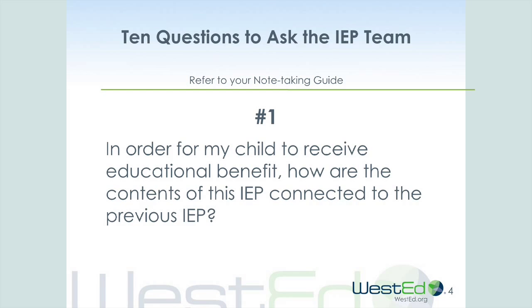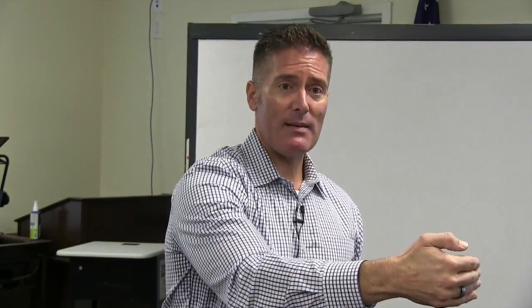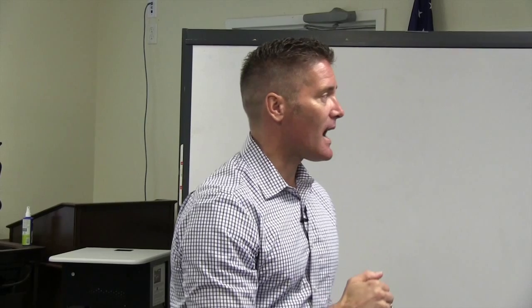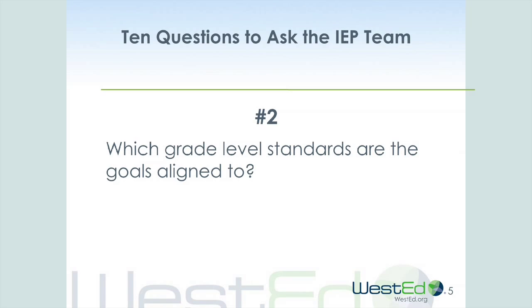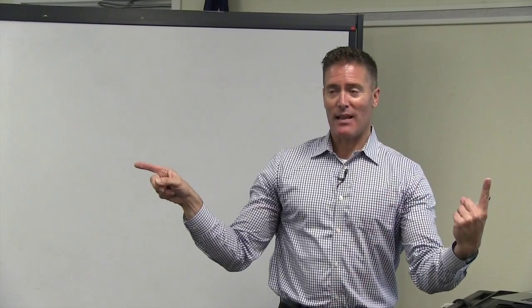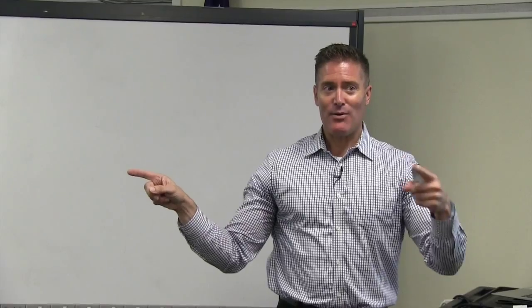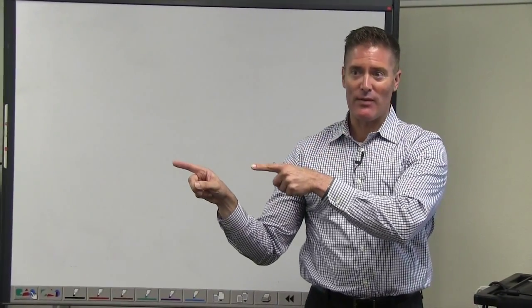Question number 1. In order for my child to receive educational benefit, how are the contents of this IEP connected to the previous IEP? You're looking back at the previous IEP to make sure that you're creating a bridge from the previous IEP to the current IEP. Okay, sometimes that's a context that's mixed. Which grade level standards are the goal aligned to? We just talked about that. Grade level is looking forward, present level is looking at current. How are you making that connection so that the student is moving forward?